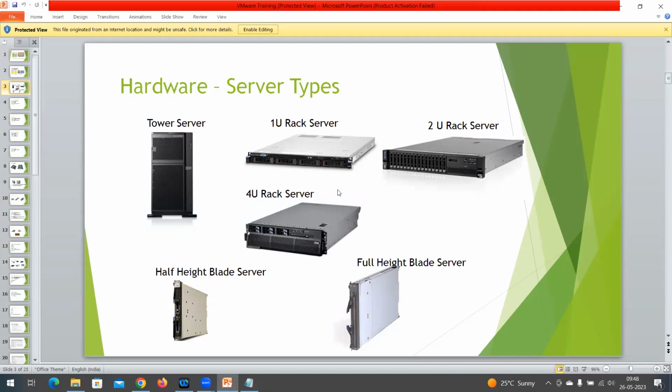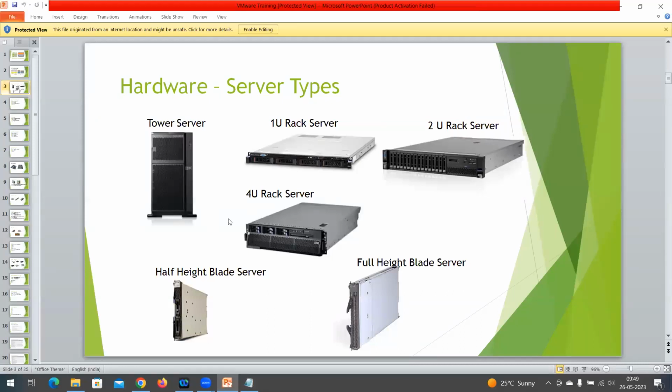Okay, so all three types are going to have these 5 major components. What are the 5 major components? Motherboard, processor, RAM, storage, network. These 5 components are what I'm calling a server. What type of server? Different types of server models: tower server model, rack server model, and blade server.